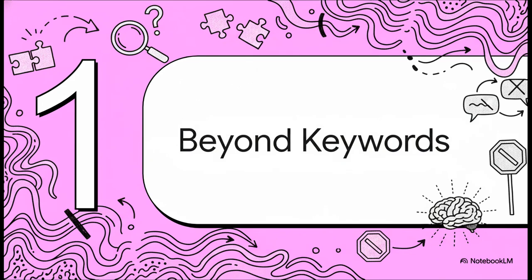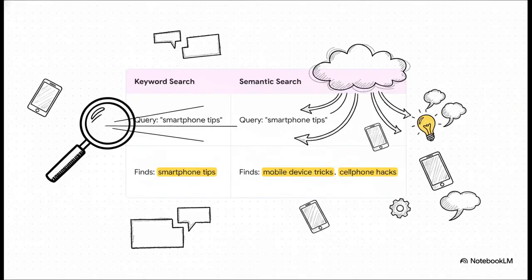All right, so before we can really appreciate the solution, we've got to understand the problem. So let's start with the kind of search we're all used to, good old keyword search, and see where it falls short. And this slide just nails it. Look at the difference. With a keyword search for smartphone tips, you get, well, smartphone tips. It's super literal.